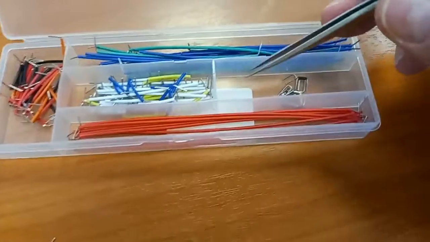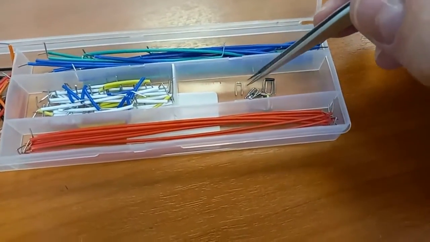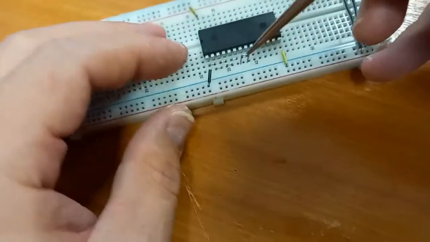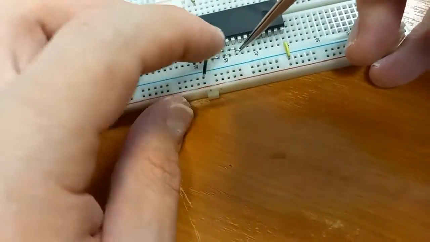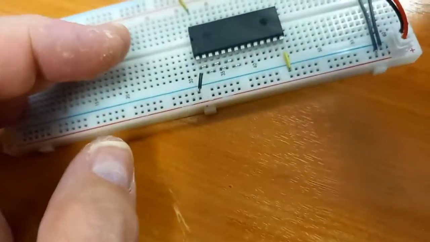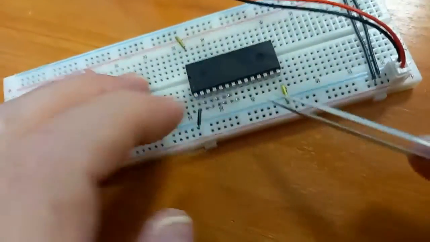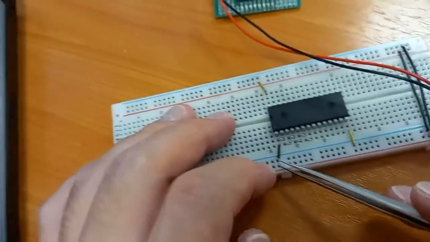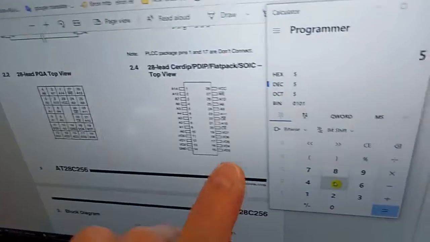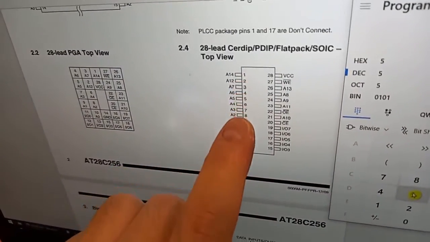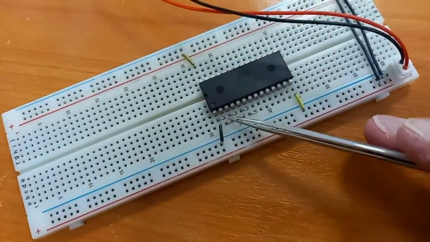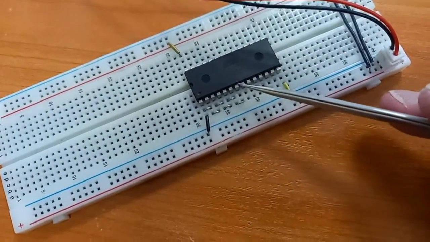And then leg number 6 we will connect with leg number 7. So we have 7 legs connected to 0 now. You see, they are connected with each other and go to 0. From 1 to 7, 1, 2, 3, 4, 5, 6, 7, connected to 0.